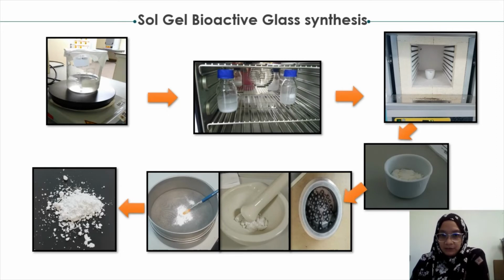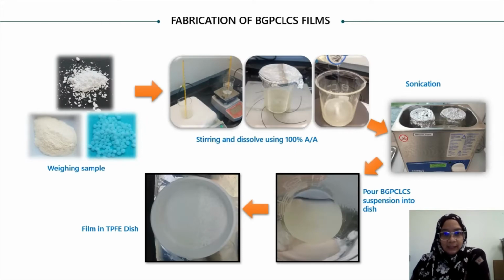The semi-gelation mixture will then be further gel in the oven for 3 days before the sealed container containing the fully gel mixture is then aged at 60 degrees for 2 days. Then the mixture is subjected to 120 degrees for 2 days before the sample will then be sintered at 600 degrees for 1 hour. The sol gel BG powder is then grounded and sieved to achieve mean size of less than 50 micron.